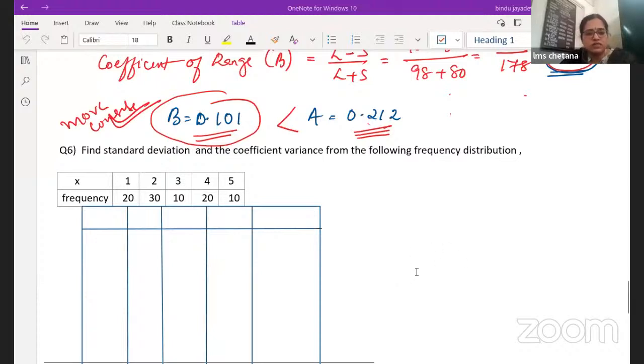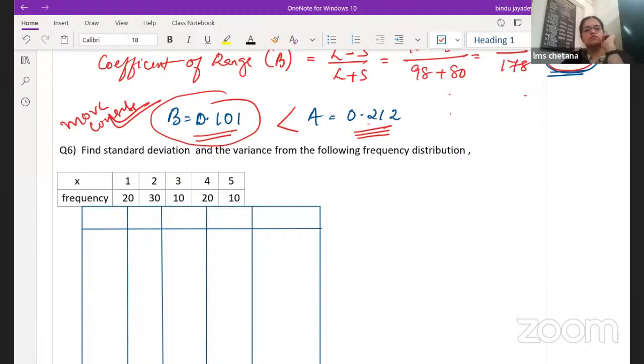The question is on the screen. Please write the question first. Find the standard deviation and the variance from the following frequency distribution. All of you write. Write the question.